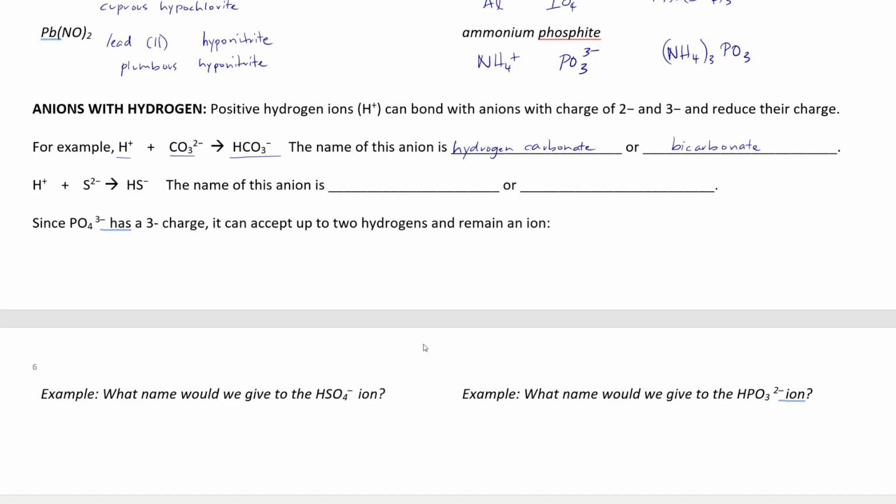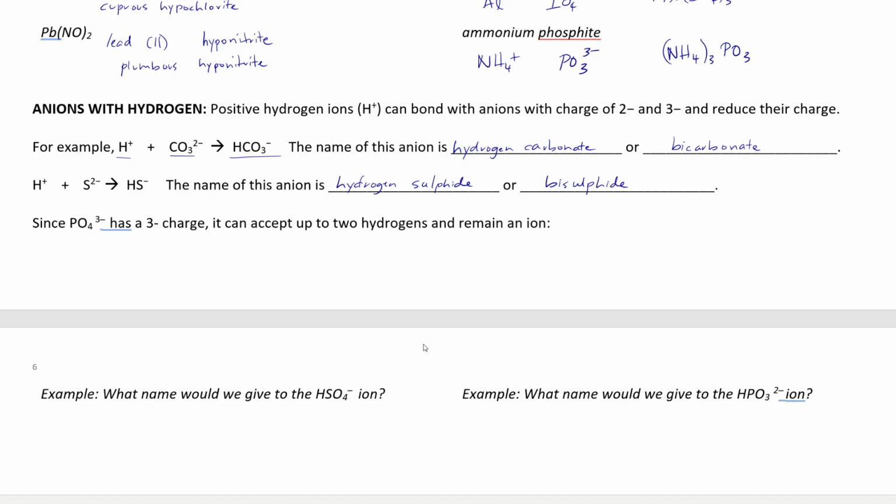For H plus and S2 negative, you can add the H plus to the S2 negative and you get HS negative. And the name of this anion is called hydrogen sulfide. Right? It's sulfide with a hydrogen, so hydrogen sulfide. Alternatively, you can call it bisulfide.